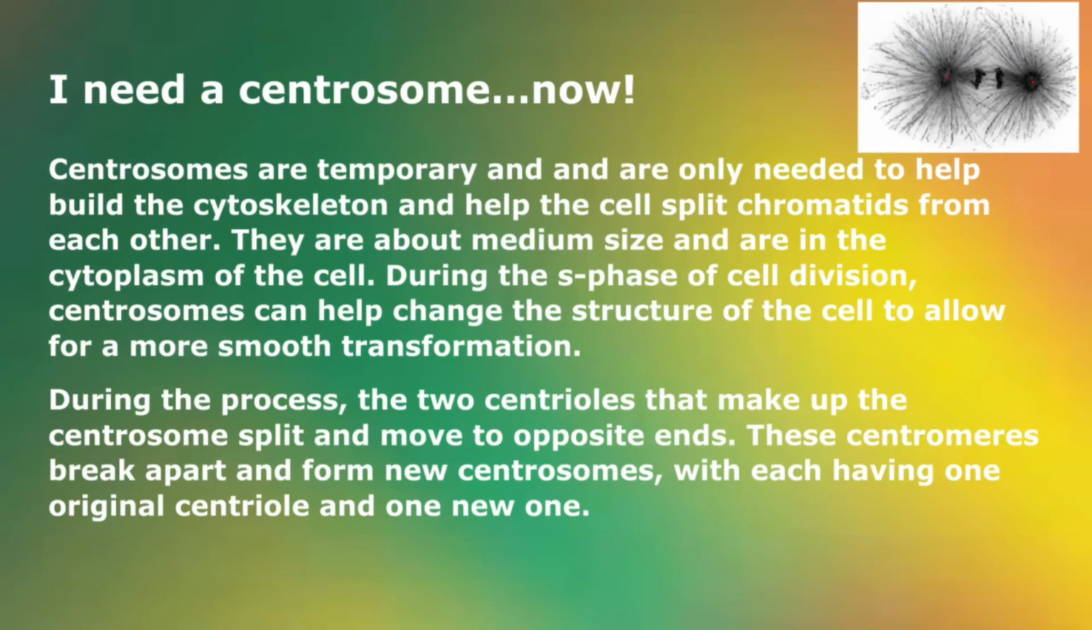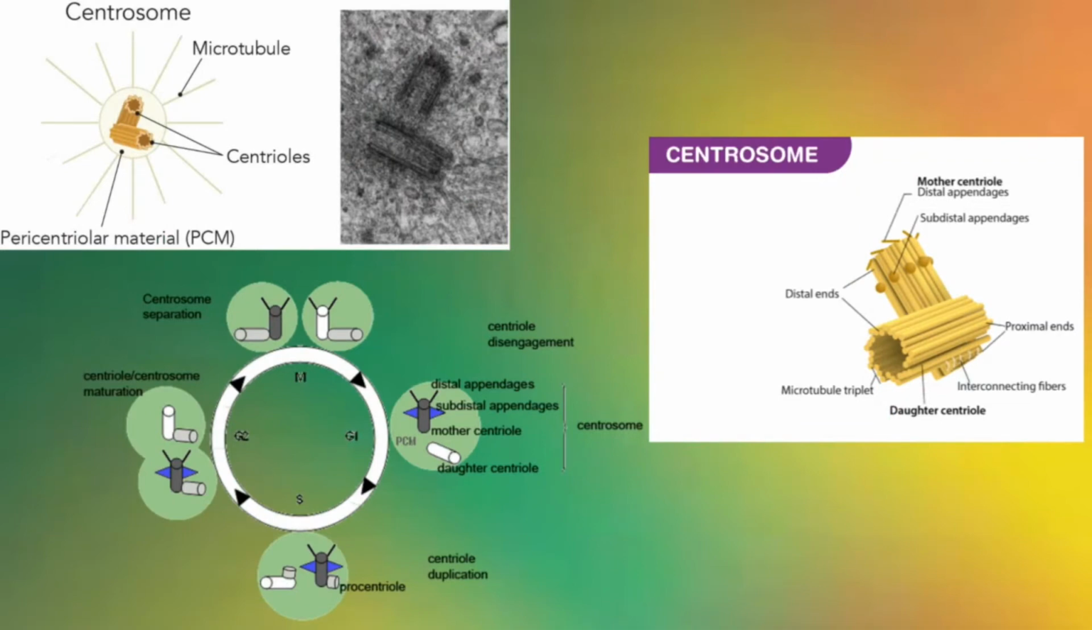Centrosomes are temporary, and they're only needed to help build the cytoskeleton and to help the cells split chromatids from each other. They're about medium size and are in the cytoplasm of the cell. During the S phase of cell division, centrosomes can help change the structure of the cell to allow for a more smooth transformation. These centrosomes break apart and form new centrosomes, with each having one original centriole and one new one. So you can look here and see this mother centriole would be the original one from the centrosome, and then this daughter centriole is the newer one that was formed after the cell split. So you can sort of see that cycle visualized here on this graph.